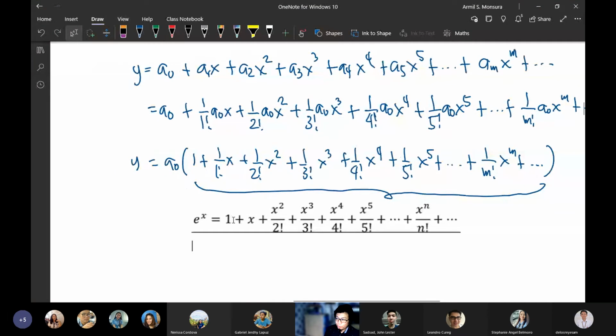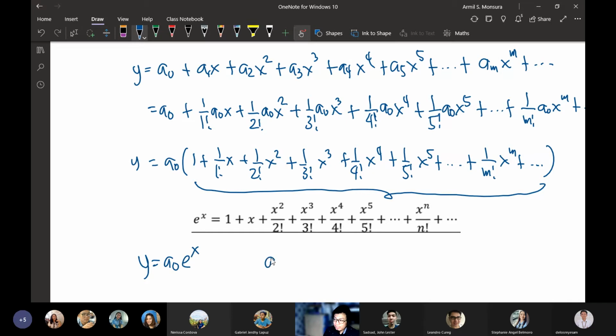Okay. We are looking for that pattern 1 plus x, plus 1 half, 1 over 2 factorial times x squared, plus 1 over 3 factorial times x cubed, plus 1 over 4 factorial times x to the fourth, and so on. Okay. So which means we can replace that entire thing with e raised to x.